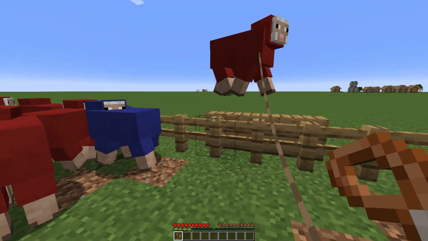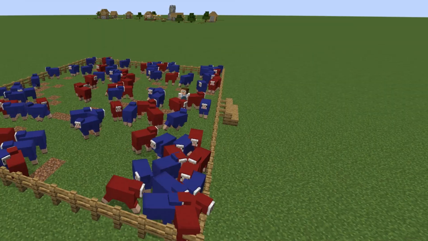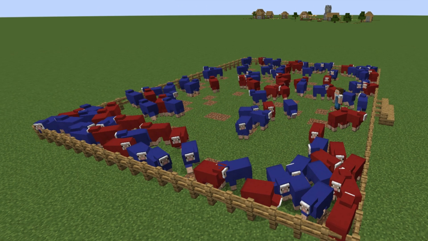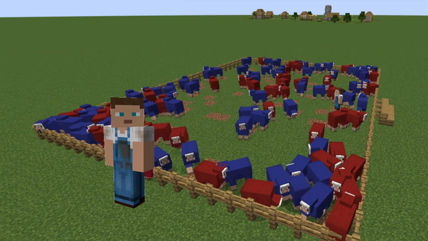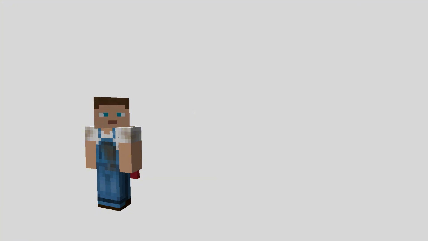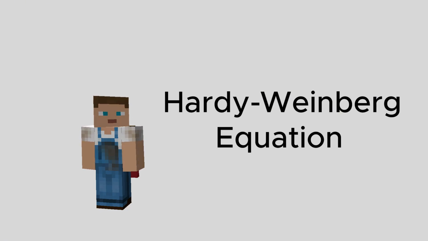And that's the last one. Finally, I finished my humane open field sheep farm. Now, the obvious question that all farmers ask after doing this is, what is the frequency of specific genetic traits in this population? On the AP Biology exam, you might be asked to predict these frequencies of a given population. To determine this frequency, we use what is known as the Hardy-Weinberg equation.